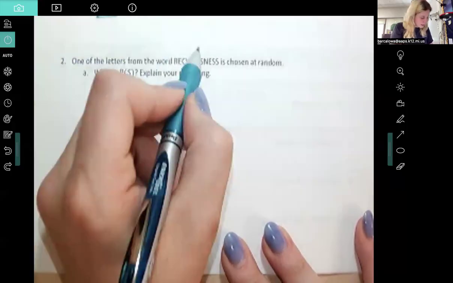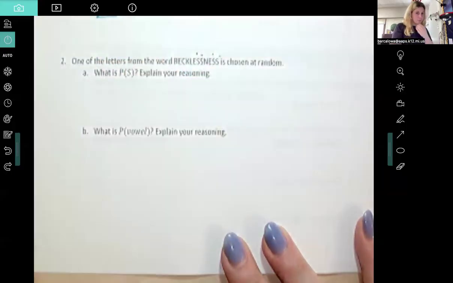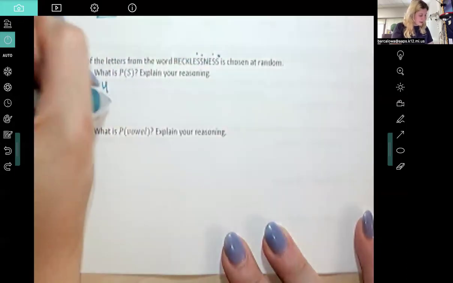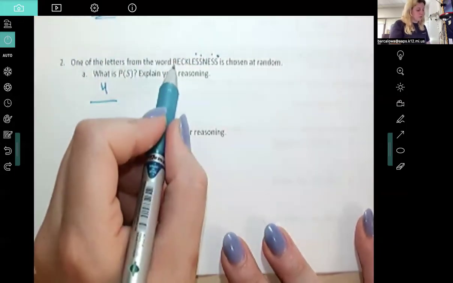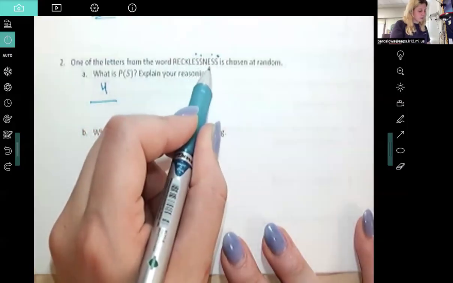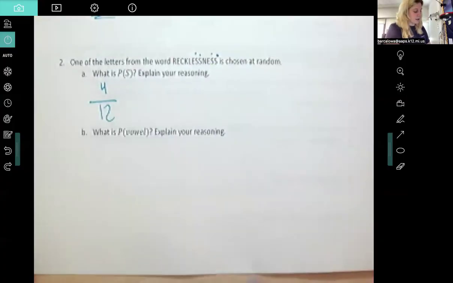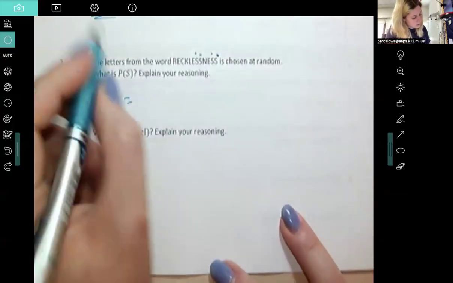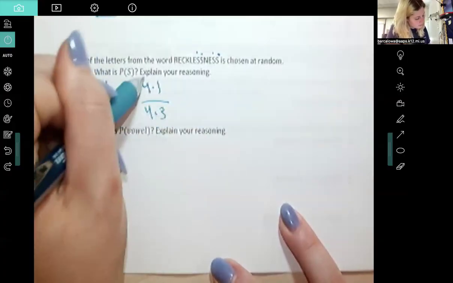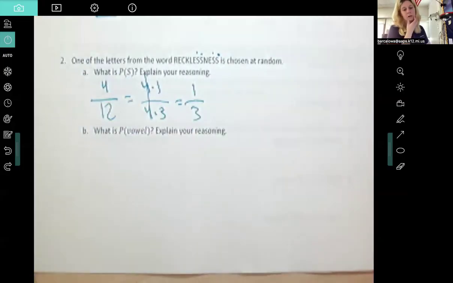Well, let's see. How many S's are there? Looks like 4: 1, 2, 3, 4. 4 out of how many letters total? 1, 2, 3, 4, 5, 6, 7, 8, 9, 10, 11, 12. 4 out of 12. Let's simplify that fraction. I know 4 times 3 is 12, so 1/3. They have a common factor of 4.